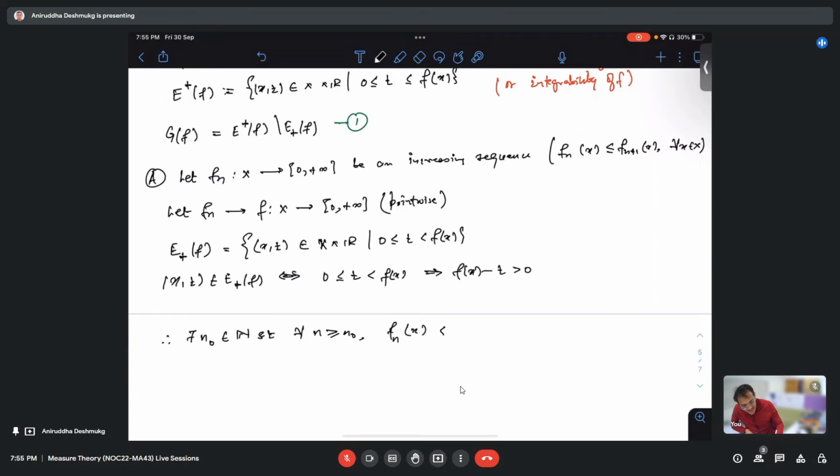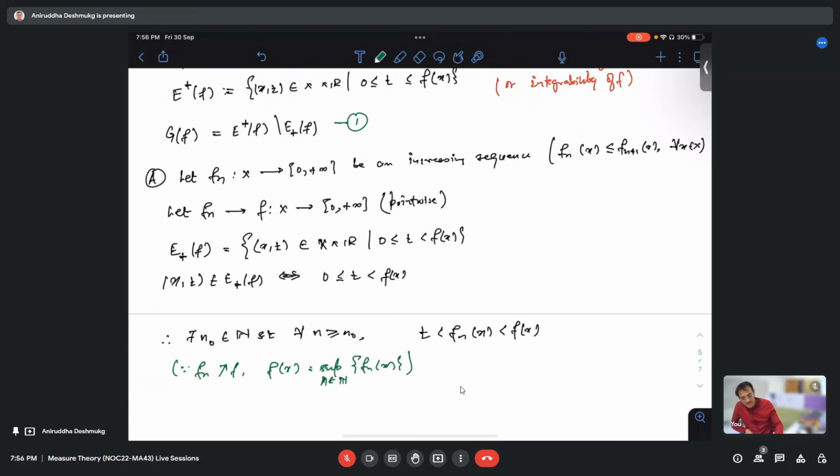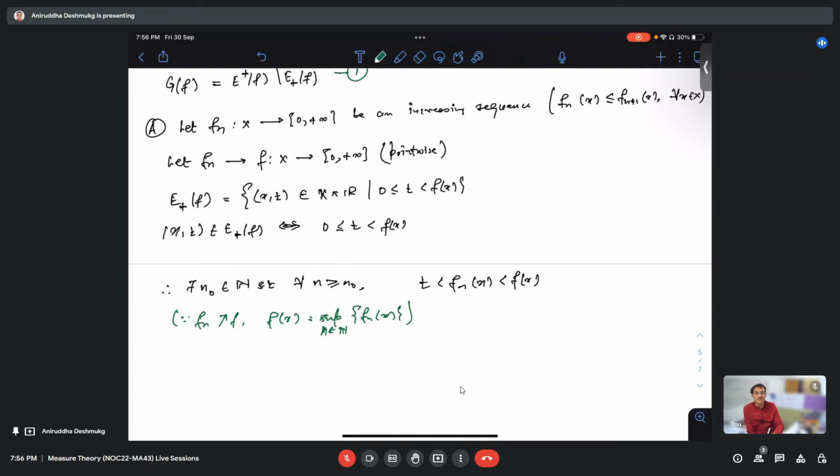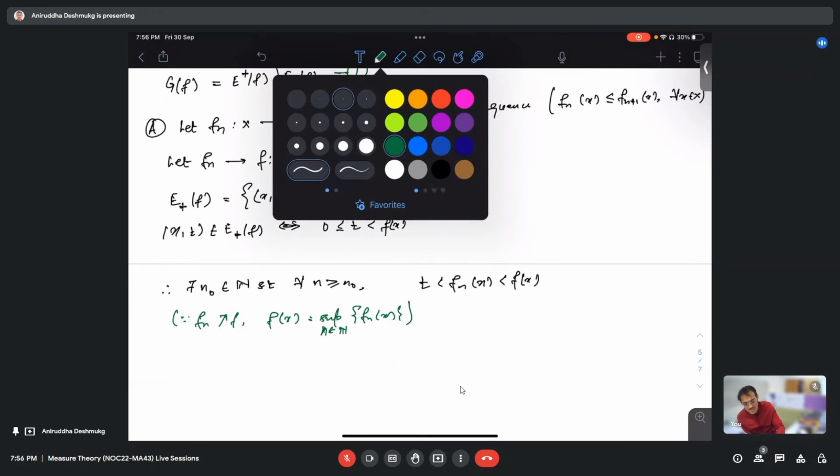Actually, I must write f of x minus f_n of x is strictly less than t. No. What I want is t is less than f_n of x, and this is less than f of x. Yes. So I'm not going to use this fact. I'm going to use the fact that since f_n increases to f, f of x is actually the supremum of f_n of x. So since t is strictly less than the supremum, it is not an upper bound. Therefore, we can find a number after which everything is bigger than t.